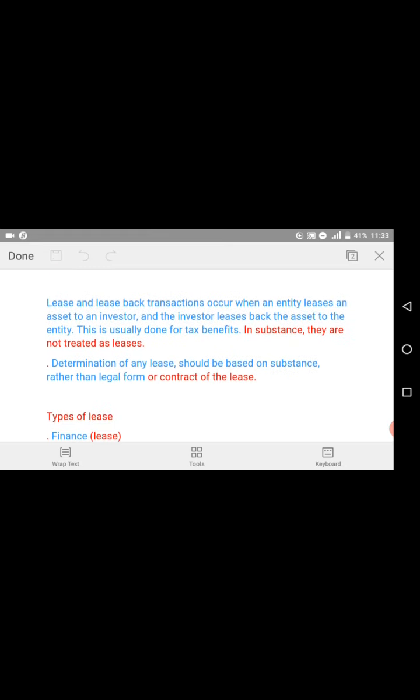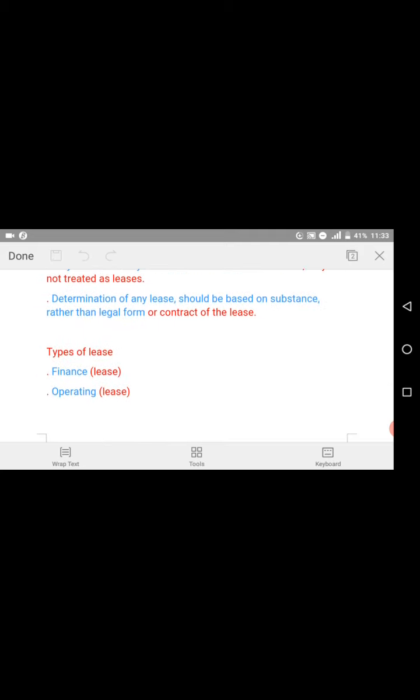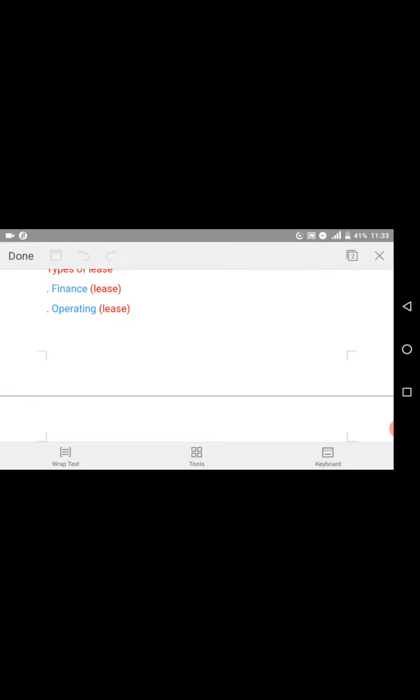Determination of any lease should be based on substance rather than legal form. Any lease you want to determine should be based on substance rather than the legal form of the lease. And we have types of lease: finance lease, the first one; operating lease, the second one.